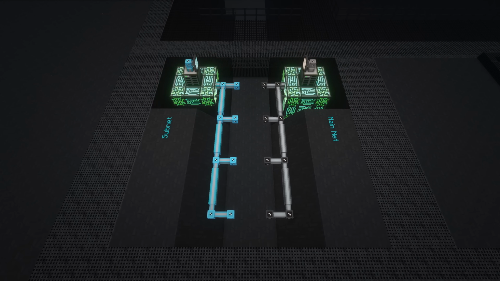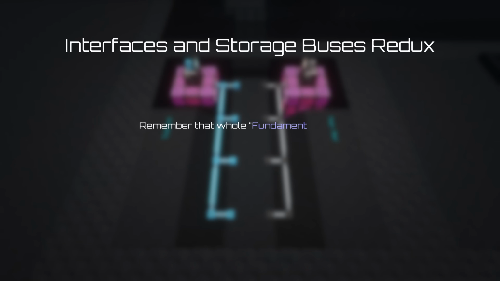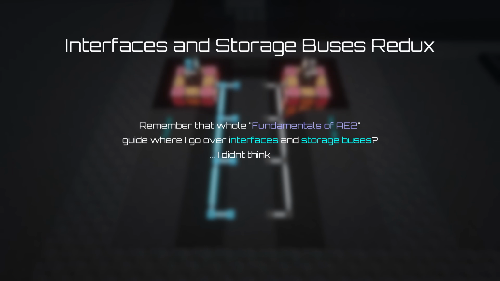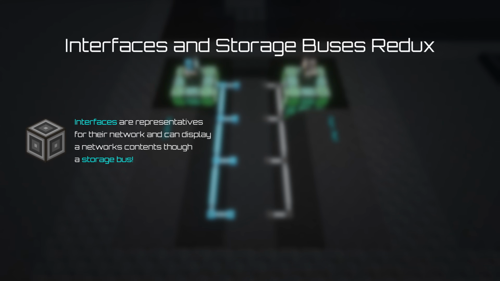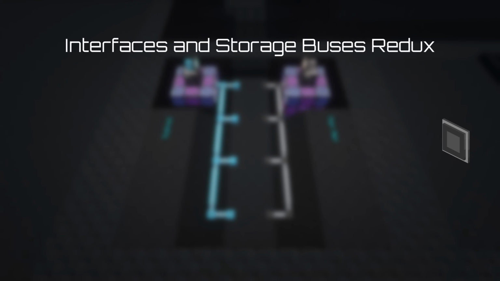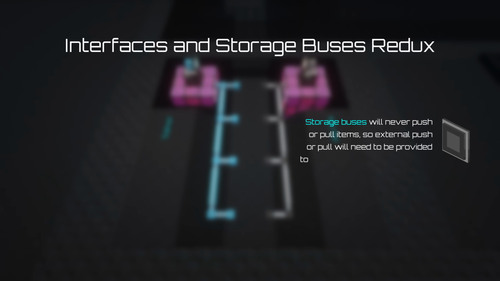We will represent mainnet in gray covered cable and subnet in cyan covered cable. In order to allow items to be pulled between networks, we need to use a series of storage buses and interfaces. Interfaces are representatives for their network and can display a network's contents through a storage bus. Remember that storage buses will never push or pull items, so external push or pull will need to be provided to move items in a specific direction between subnets.